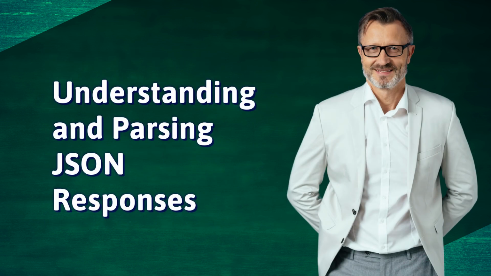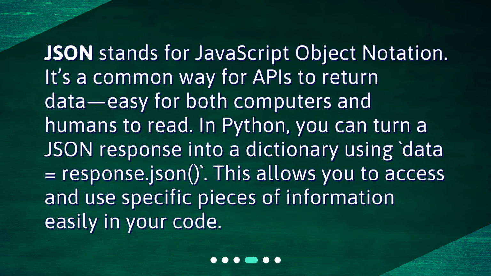Understanding and parsing JSON responses. JSON stands for JavaScript Object Notation. It's a common way for APIs to return data, easy for both computers and humans to read. In Python, you can turn a JSON response into a dictionary using data = response.json(). This allows you to access and use specific pieces of information easily in your code.